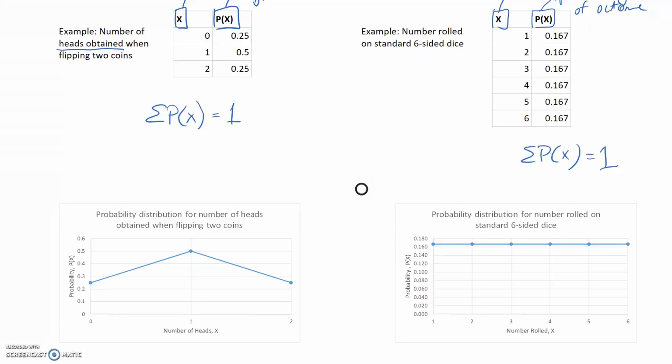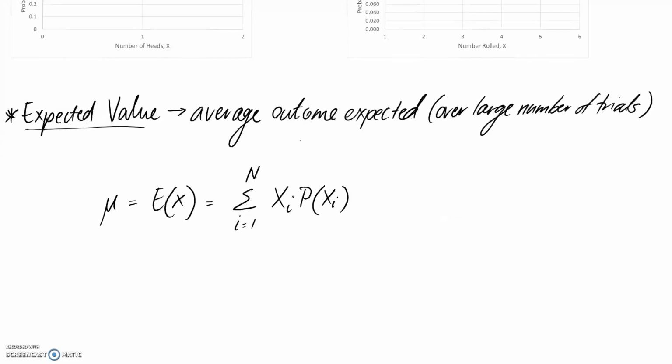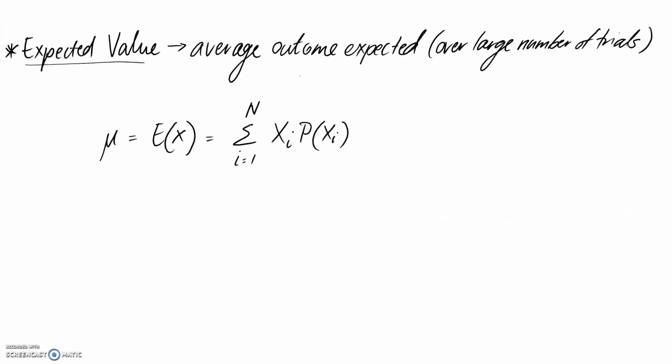Alright, so that's pretty much it in terms of probability distributions, and there will be some further examples in future videos that you can look at. So the next thing that we are going to talk about is expected value. So the expected value is just the average outcome that you expect from your probability distribution over a large number of trials.